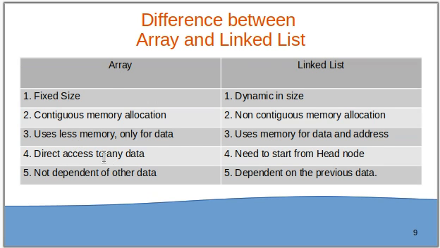Array allows direct access to any data through the index, but in a linked list it is needed to start from the head node to go or search for a specific cell, specific node. Array is not dependent on other data, as we can have direct access with the index, but a linked list is dependent on previous data, because previous data stores the address of the next data.